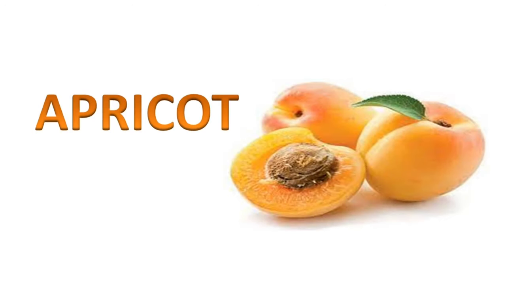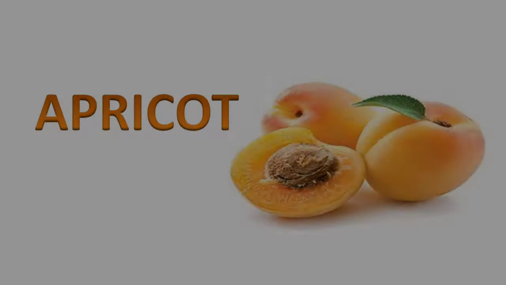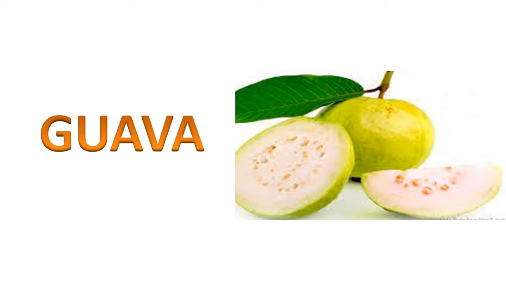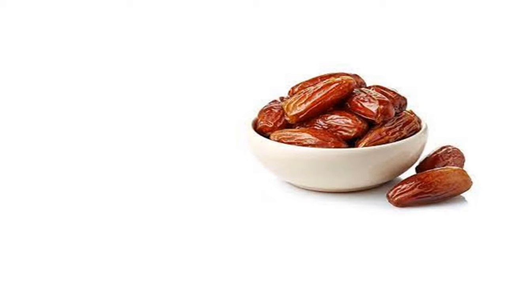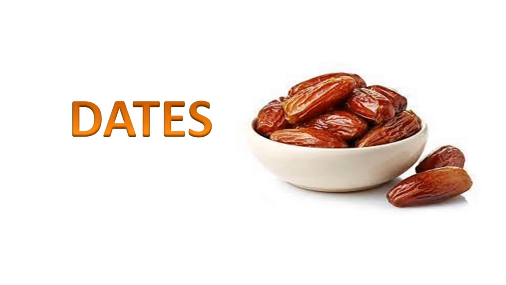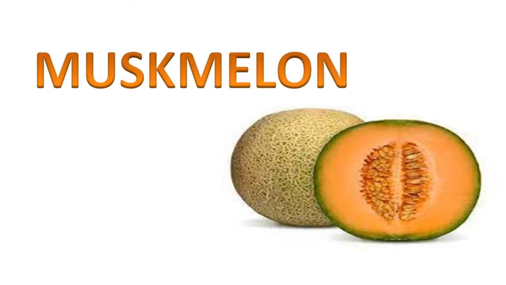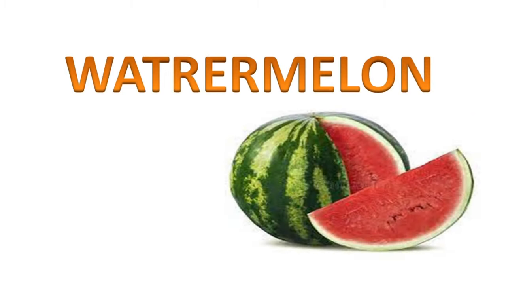Apricot. Khubani. It means khubani. Guava means amrud. Dates. It means khajur, which is usually grown in Arabian countries. Musk melon. It means kharbuza. Watermelon means tarbuz. It is full of water.